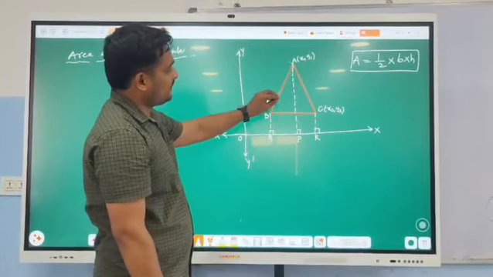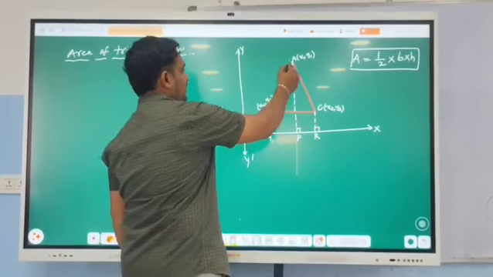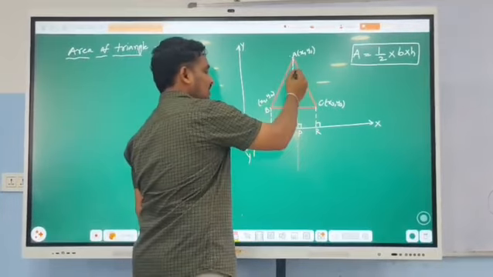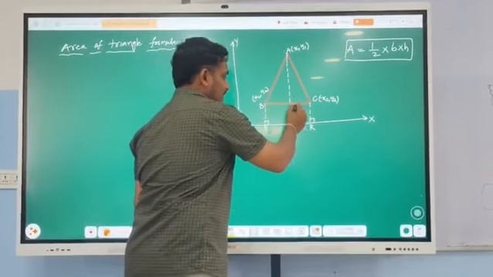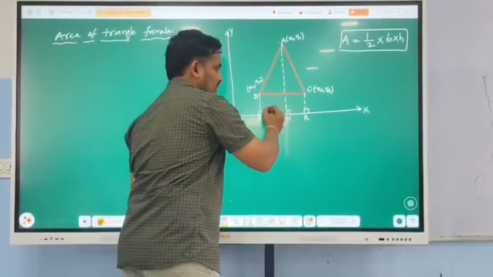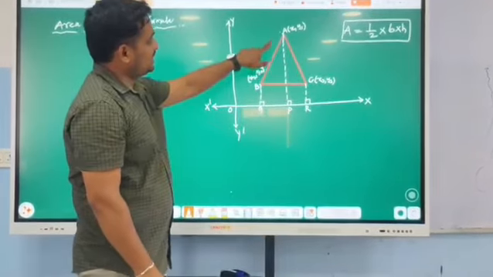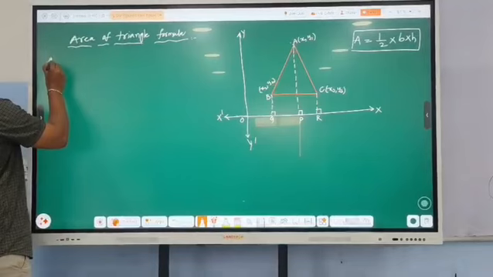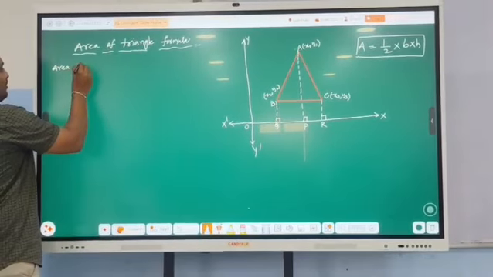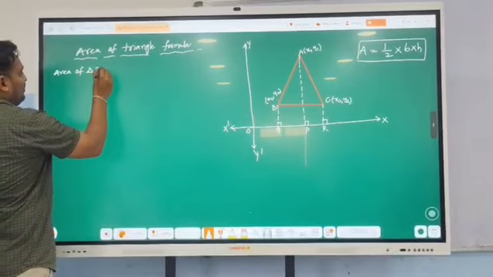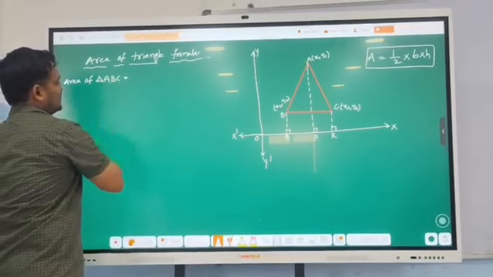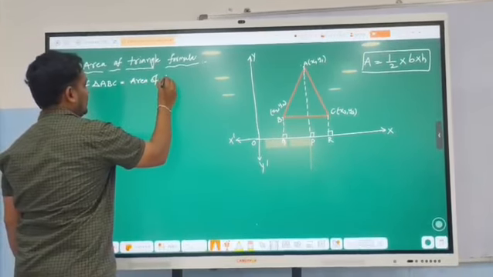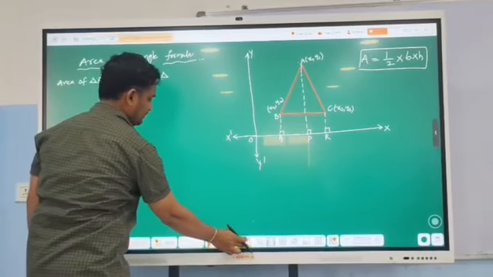For finding the area of a triangle, I can find the area of ABPQ as well as ACQR. I can add them both. I will subtract the area of the trapezium BCQR. Finally, I can get the area of a triangle ABC. What I want to do, sir? I am writing here. See that area of triangle ABC is equal to area of trapezium.